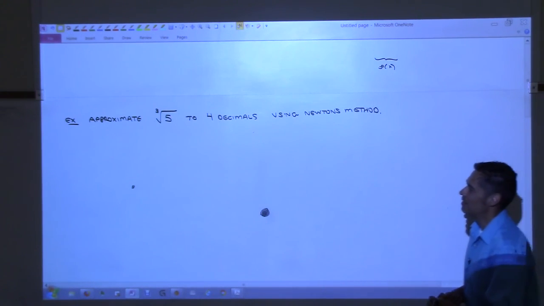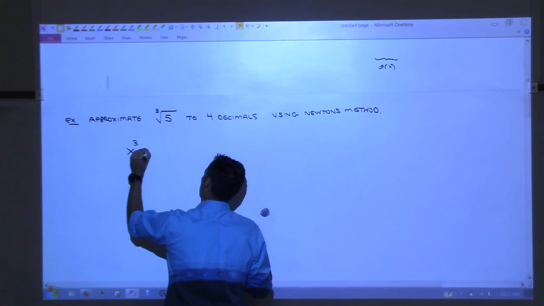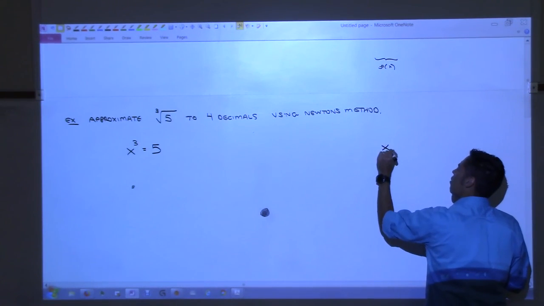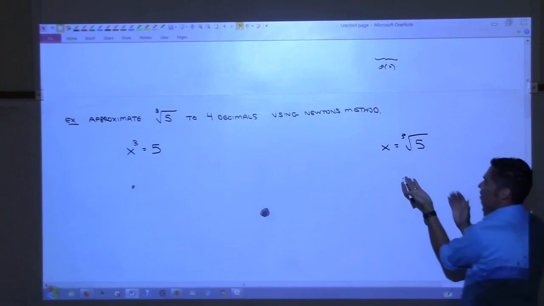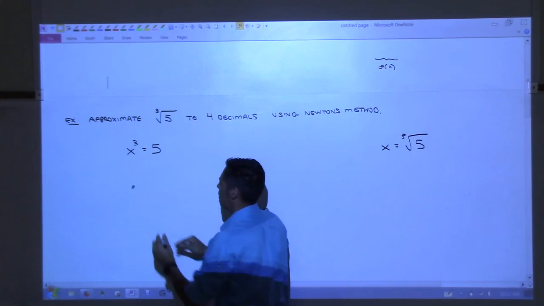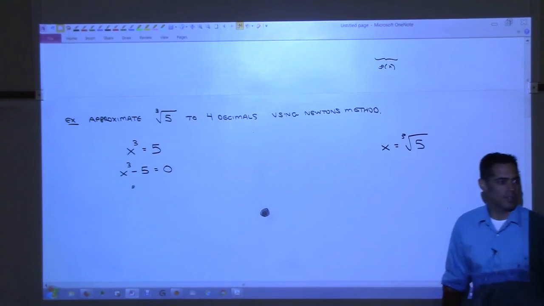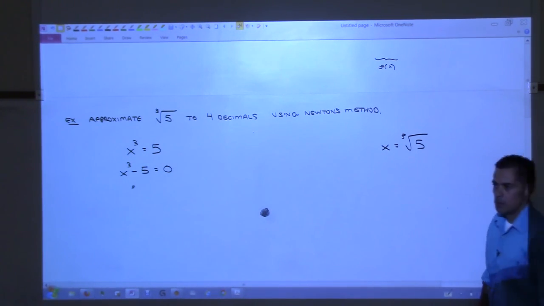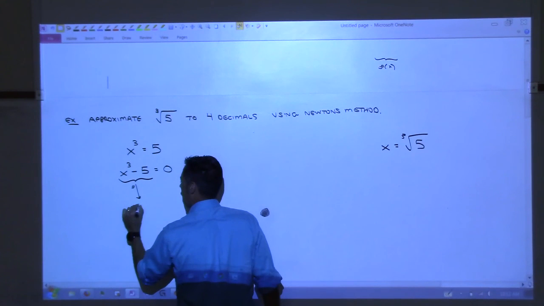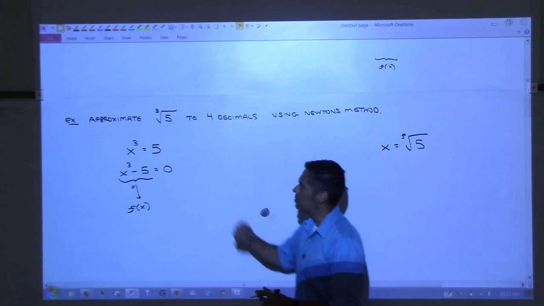All right, so I want to know what the cube root of 5 is. So I really need to set up an equation. Watch. Isn't that the same thing? I want to know what the cube root of 5 is. I would cube both sides. If I cube both sides, I get this. Now, from here, I bring the 5 over, and now I have an equation set equal to 0, don't I? And so what I'm interested in is calling this f of x. And so I'm looking for the x-intercepts of this function, right? Any x-intercepts.